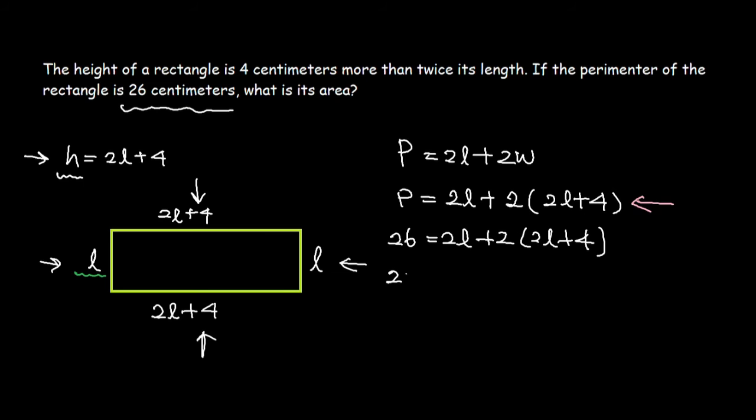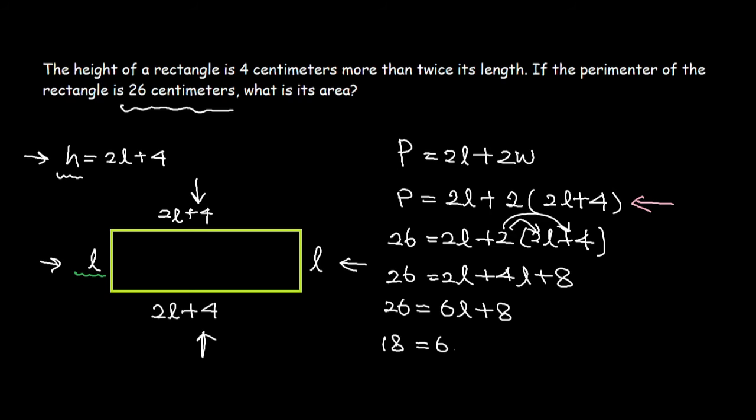So let's get rid of the parentheses on that side. We'll distribute it out like this: 4L plus 8. And let's group the like terms. So that's going to be 6L plus 8. I'm going to subtract 8 on both sides, and that's going to give me 18 equals 6L. So we're given that L is equal to 3. So the length of the rectangle is going to be 3 centimeters.